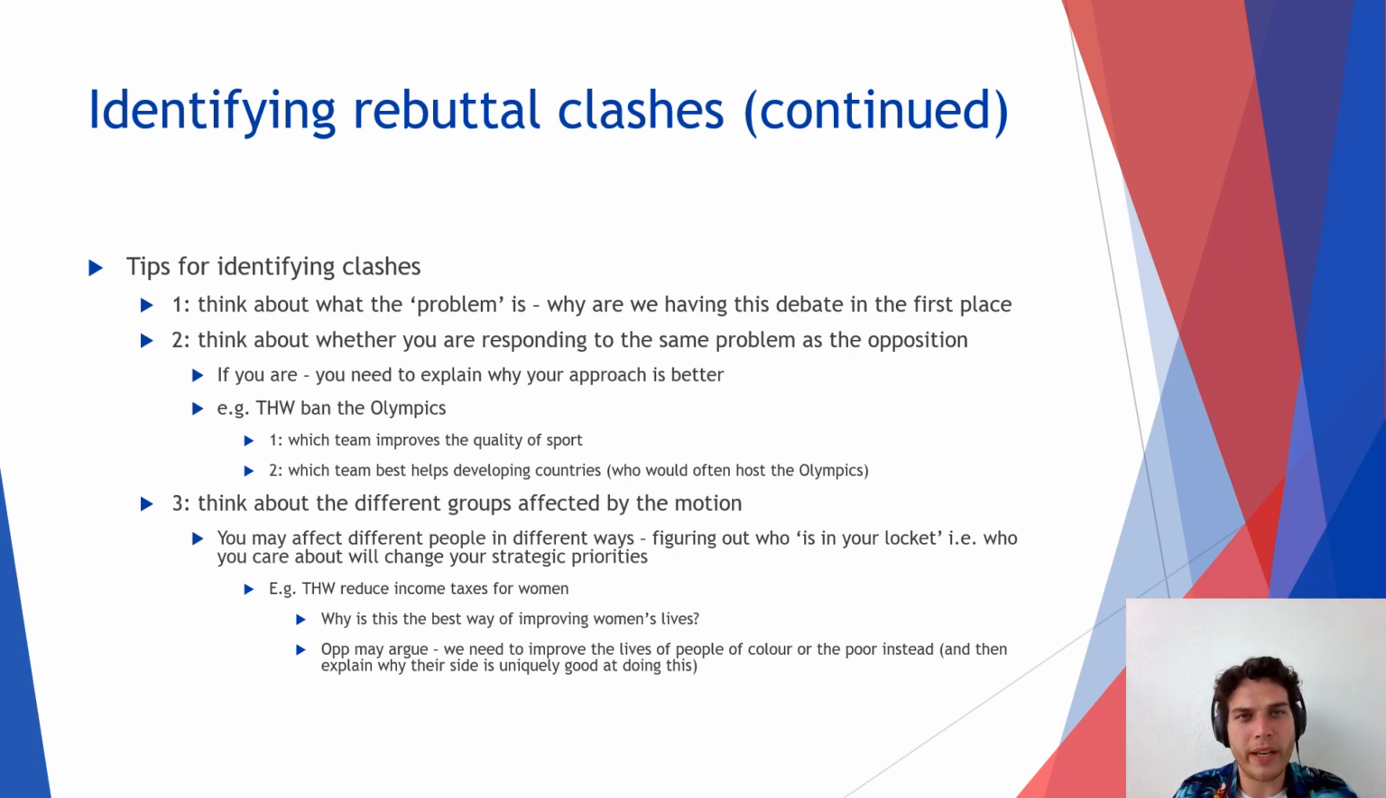So that's another important thing to keep in mind. Don't just think of helping the people, helping an abstraction. Try to think about who are the kinds of people this debate is likely to involve, and will this policy affect them differently, and what could an alternative policy do instead?